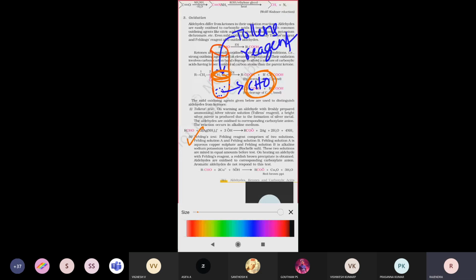Now we are going to see the Fehling's test. What are you supposed to do? For the Fehling's solution, you take one test tube. Inside the test tube, you add two components: one is Fehling's solution A and the other is Fehling's solution B. These two components you mix in one test tube, and after that you add the aldehyde containing organic compound.